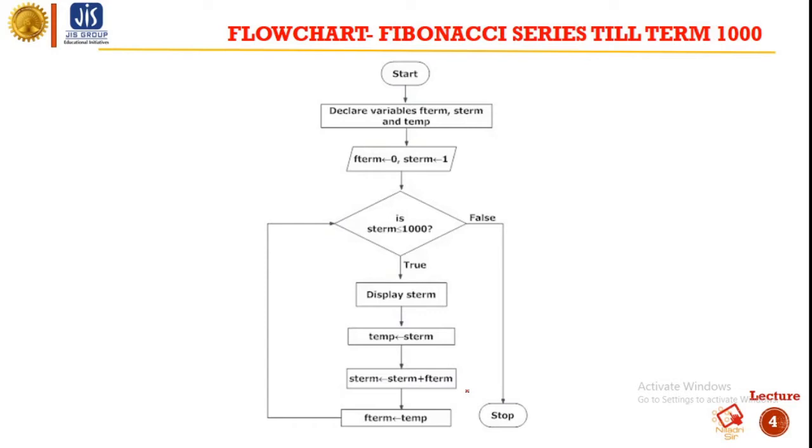This is the Fibonacci series. This is the start. This is the declaration of variables. Next, this is basically the input. Okay, and this is the condition. Okay, these are all the processing, and if it is false, it will be here, and if it is true, you can see that this one will happen. Okay, so this is the flowchart of the Fibonacci series.